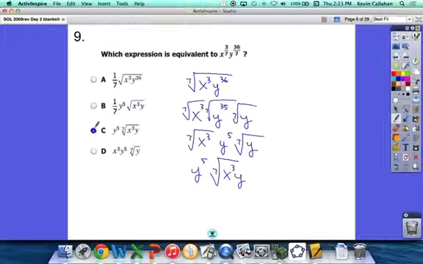There was still a y left inside. The x to the 3rd was always inside. I mean, you should have recognized right away that like A and B, they can't be it, right? Because they're not 7th roots. It had to be a 7th root, so it wasn't going to be either one of these. It had to be one of these, and it was C.